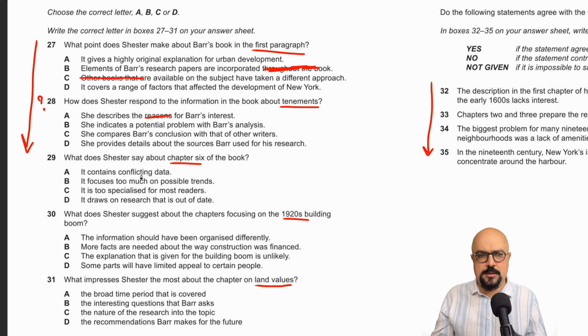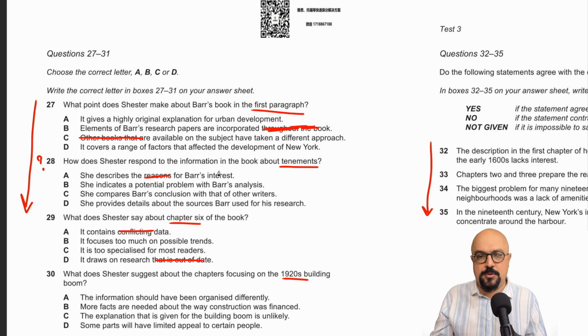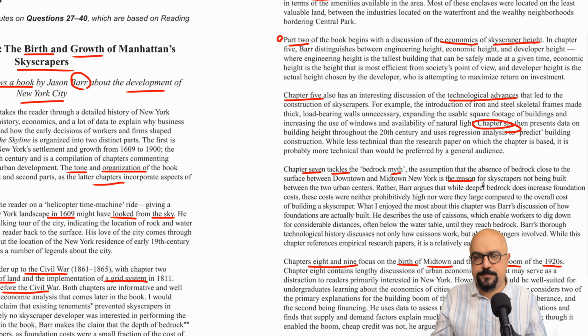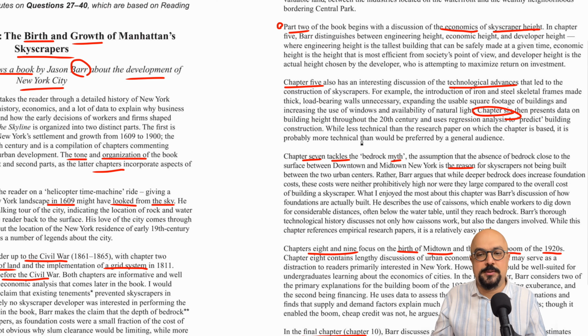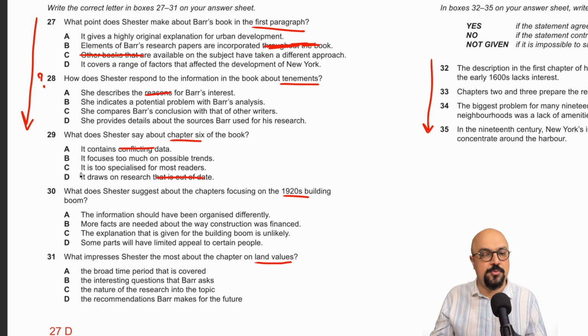It contains conflicting data. I don't think so. There was no conflicting data. It focuses too much on possible trends. Too much. I don't remember. It is too specialized for most readers. Yes, that's what I guessed. It draws on research that is out of date. No. Yes, it is too specialized for most readers. Let me show you why. It is the answer. It says it is probably more technical than would be preferred by a general audience. So a general audience would prefer it to be less technical, but it is more technical, which means that the general audience wouldn't like it. It is too specialized for most readers.